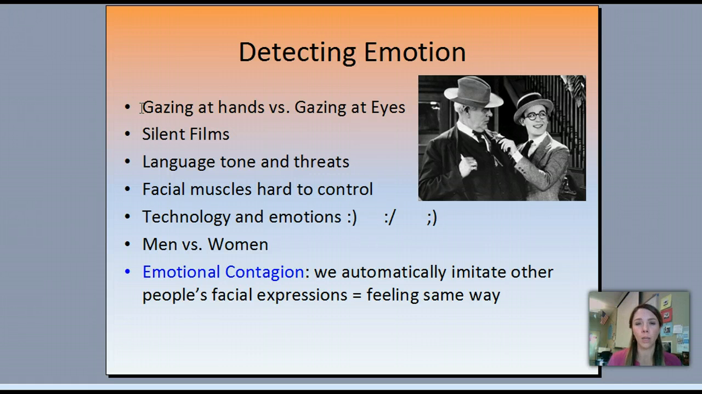Okay, so what they did is they matched two random people together and they either stared at their hands, super awkward, or they stared into each other's eyes, gazing into eyes. And what they found is that random couples that were gazing into each other's eyes actually had different emotions than the people that were gazing at each other's hands. Again, they didn't know each other.